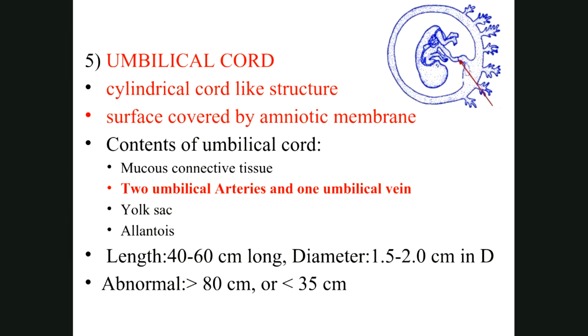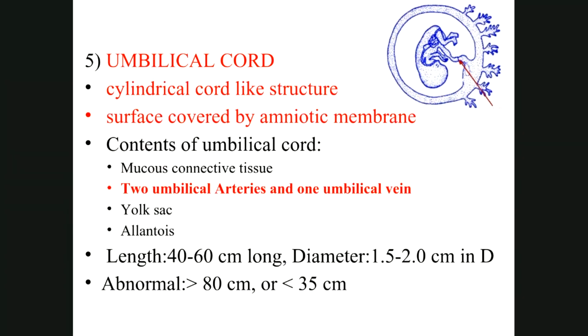If the length is more, it is problematic. If the length is short, it is also problematic. If the length is more than 80 centimeters, it is abnormal. Because the fetus is floating in the amniotic cavity, the umbilical cord can wrap around the neck of the fetus and strangle it, and when the baby is being delivered, it may strangulate the neck and the baby may die.